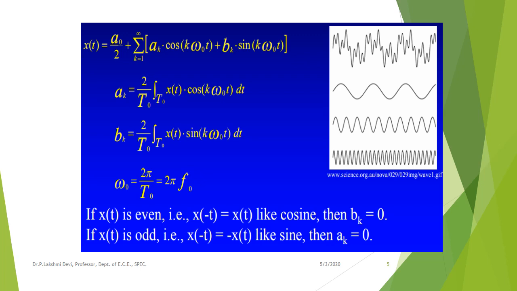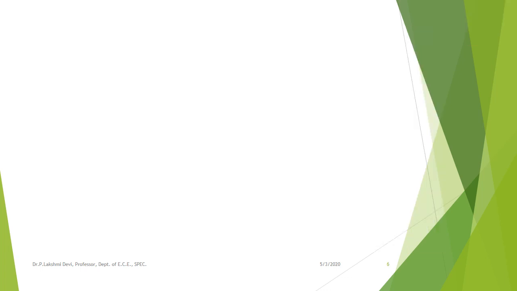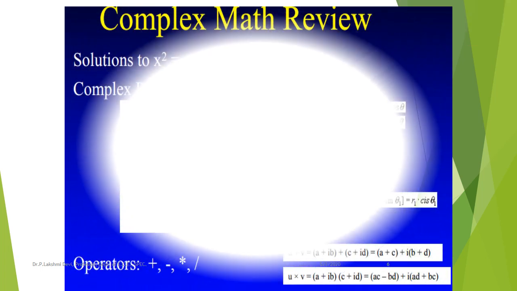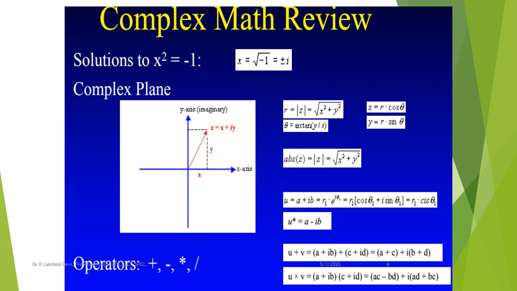If x of t is even, in the sense x of minus t is equal to x of t, like a cosine function, then the bk term becomes 0. If x of t is odd, x of minus t is equal to minus x of t, like a sine function, then ak is equal to 0. Okay. For this Fourier series, we have a complex mathematics review here.